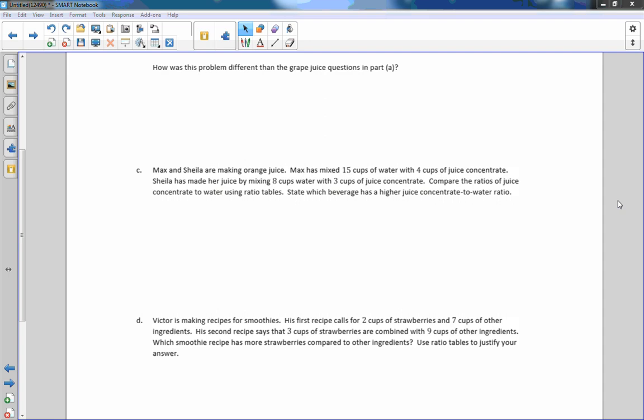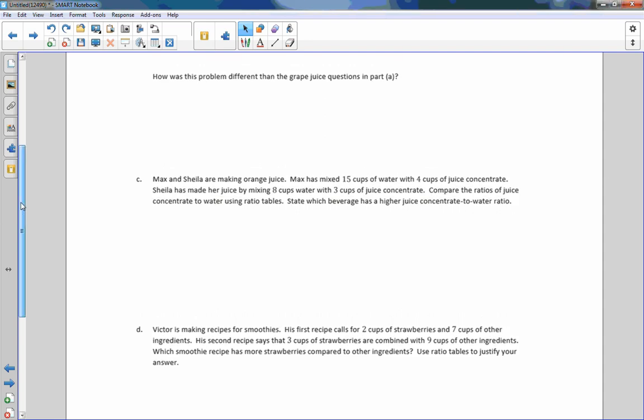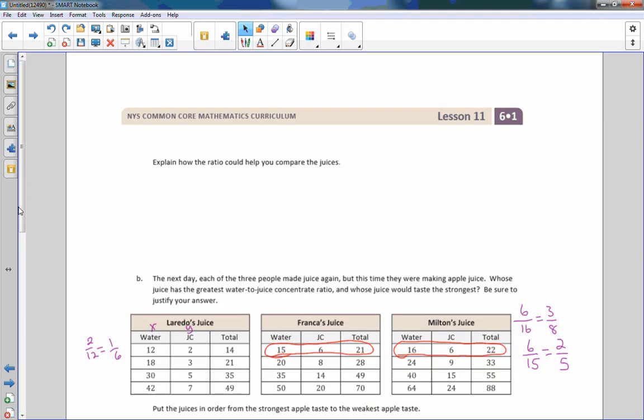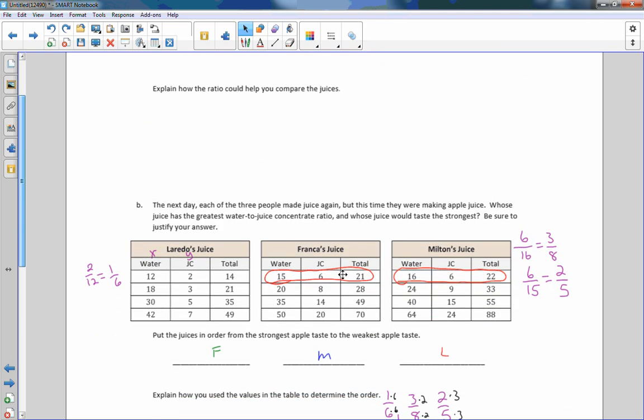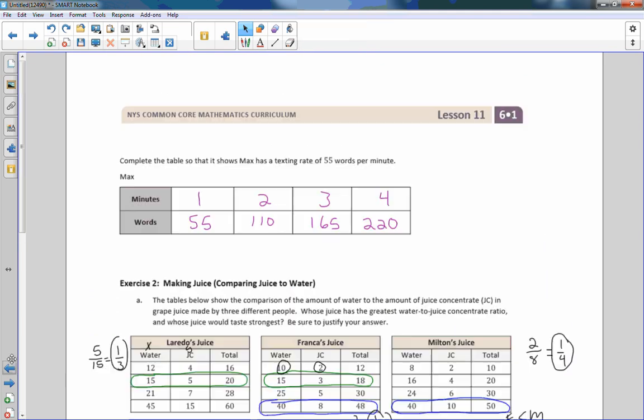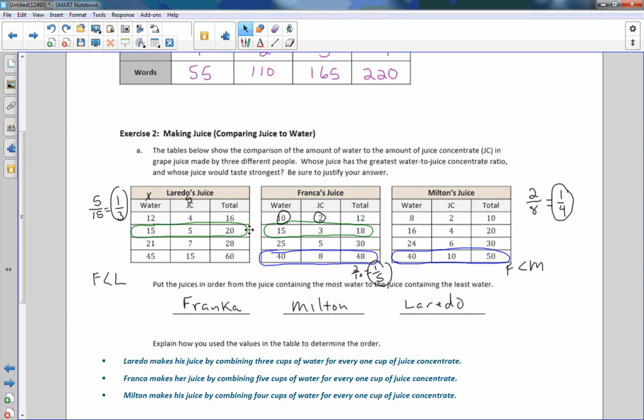How was the problem different from the grape juice question in part A? So if we look back, there weren't many differences except we could only compare two of them here. And in the first one, the first two people were equivalent. And then the one Franca had, we could compare Milton and Franca's as well. So Franca had two values in common with the others, one with Laredo and one with Milton.